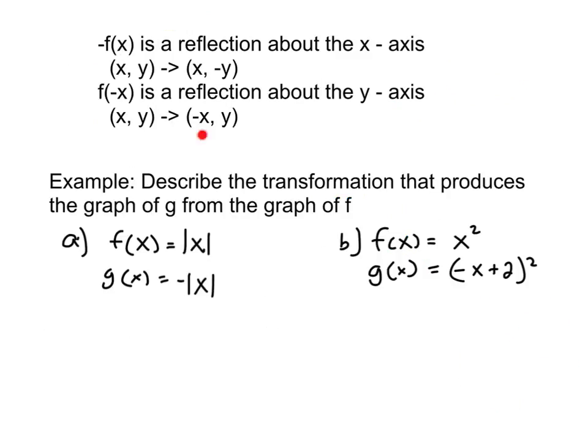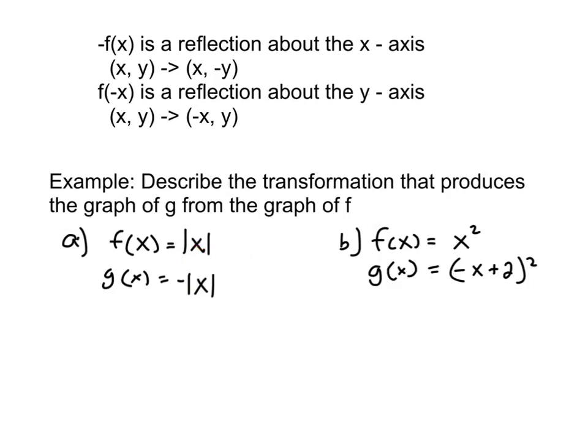Okay, so this is the rule I just said. Negative f of x is a reflection about the x-axis. You change the sign of the y. F of negative x is a reflection about the y-axis. You change the sign of the x. Okay, so now let's do these two examples.